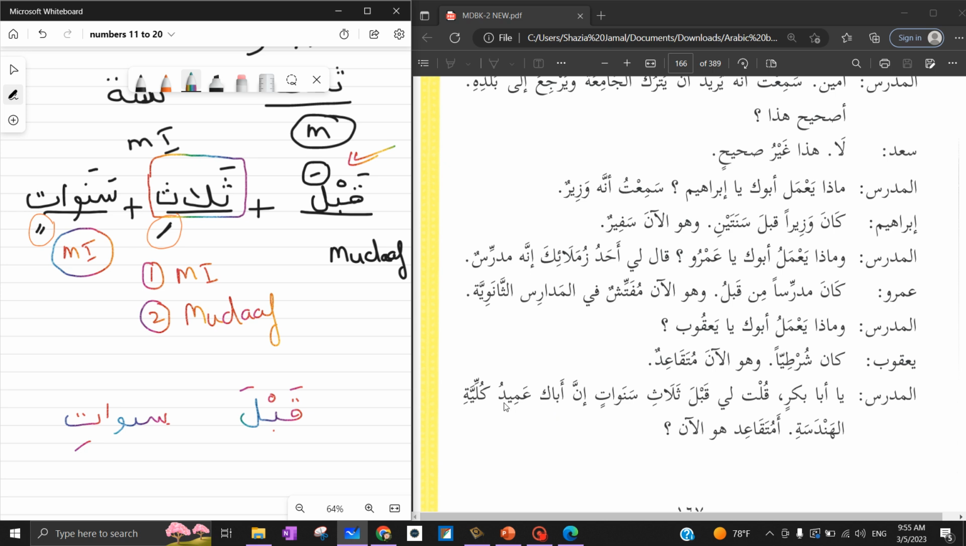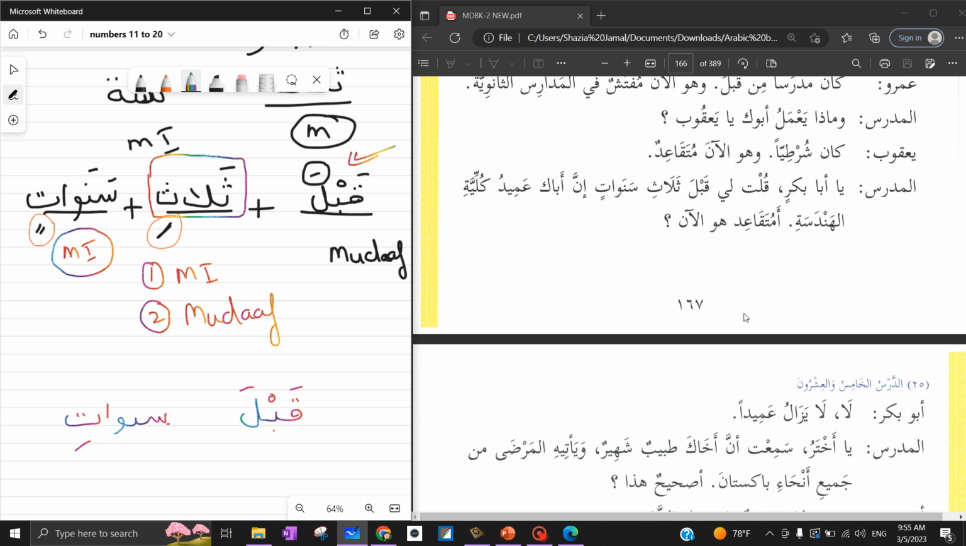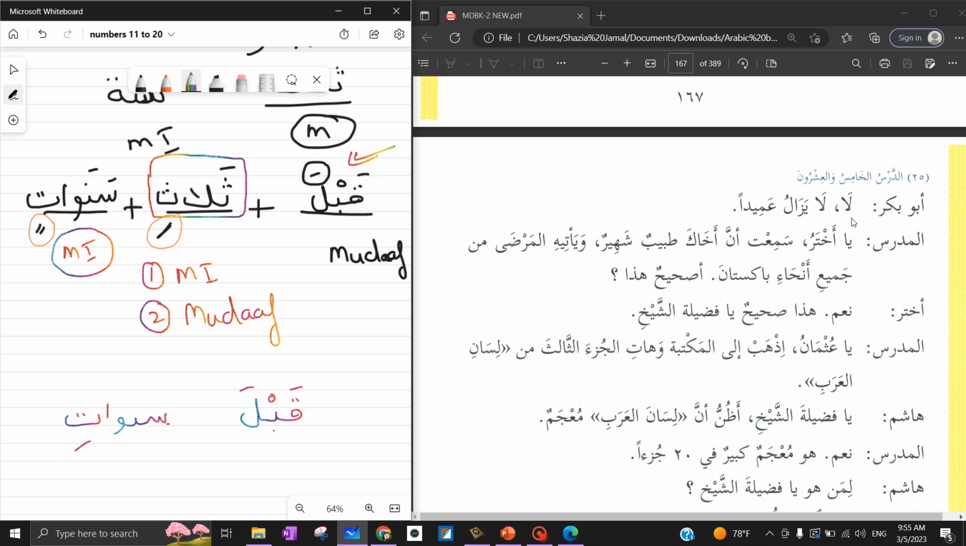Abaka amidu kulliyati. Amid means the dean of college. Kulliya is college. Al-handasati. Al-handasa means engineering college. Mutaqa'id huwa al-an means is he also retired now? He is asking Abu Bakr. So Abu Bakr says la yazalu amidan, means no, la yazalu means continue, still going on, he is still a dean. He's confirming, la, he is still a dean. La yazalu means he is still a dean.